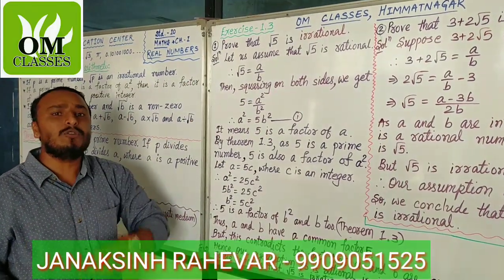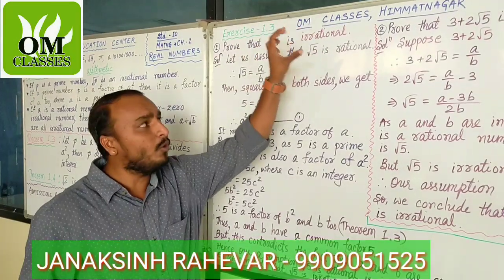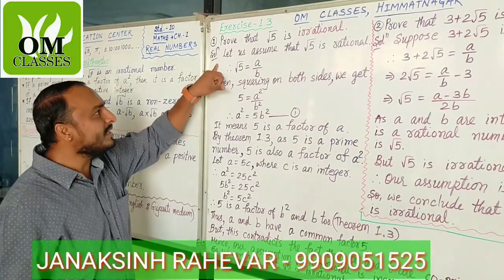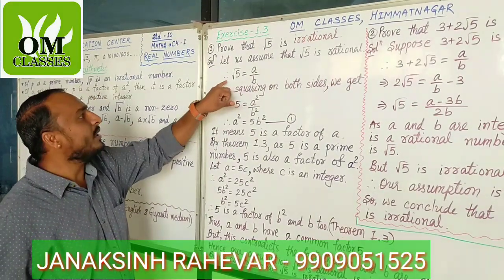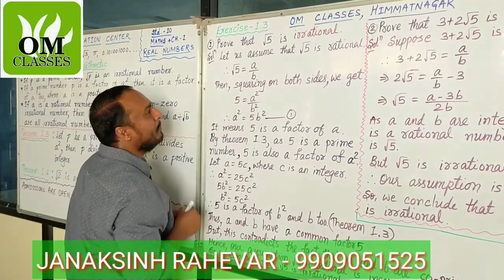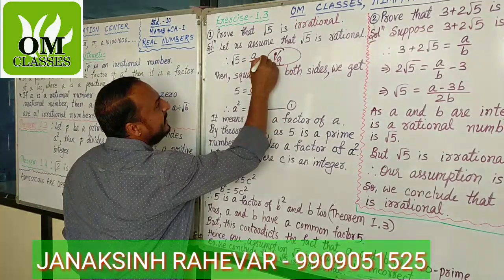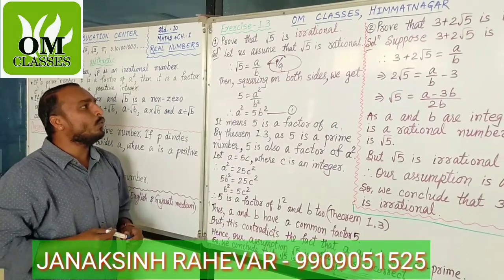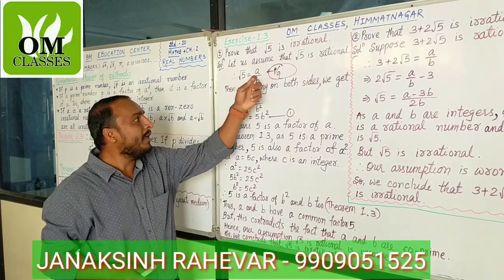First step is you have to assume that whatever under root number is given is a rational number. So let's see here. Let us assume that root 5 is rational. Now, if we take root 5 is equal to a by b, why is it so? Because any rational number can be written in the form of p by q, or you can say any rational number can be written in the form of a by b. So root 5 can be written as a rational number in the form of a by b.